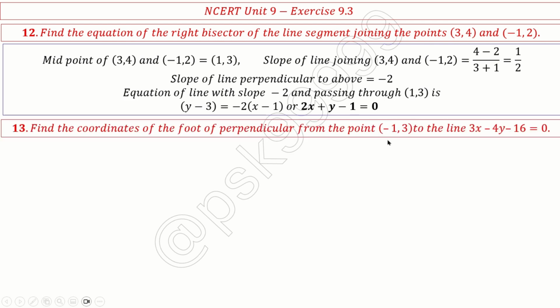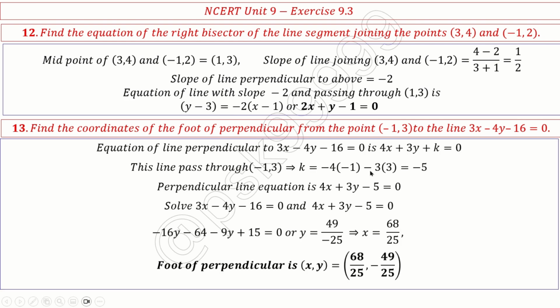Find the coordinates of foot of perpendicular from the point to the line. Okay, so yeah, this is also simple. You know the equation of the perpendicular line to this one, which is nothing but 4x plus 3y plus k equal to 0, and it is passing through minus 1 comma 3. So if I substitute it, I get the k value and the equation of perpendicular line. This is nothing but 4x plus 3y minus 5 equal to 0. Okay. Once I know this, I have two equations. This is perpendicular line equation. This is the normal line equation. If I solve these two equations, I get a point which is the foot of perpendicular. Okay, so that is nothing but if I solve it, I get 68 by 25, comma minus 49 by 25.